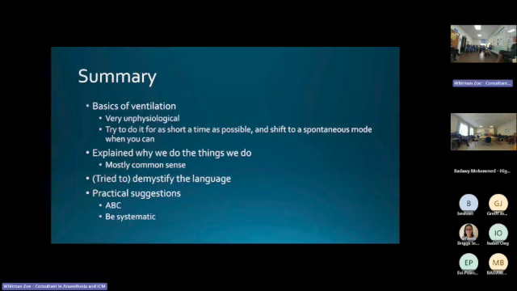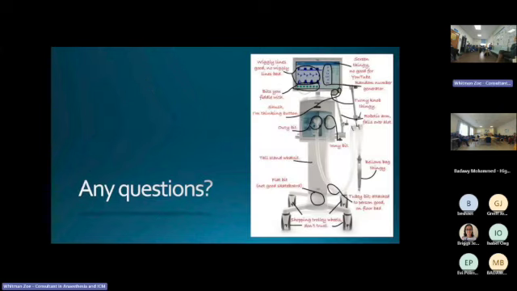Okay, so that was a bit of the basics of ventilation and how it's very unphysiological. We try and do it for as short a period as we can and get them breathing spontaneously so that they don't lose all of their muscle mass. Most of what we do is trying to be common sense, and I know it sounds clever, but it's fairly simple a lot of the time. And hopefully there are some practical bits, so that ABC is still the most useful in the monitoring. Is that okay? Any questions at all?